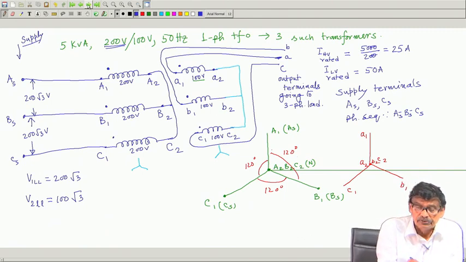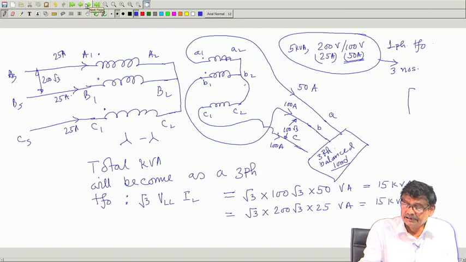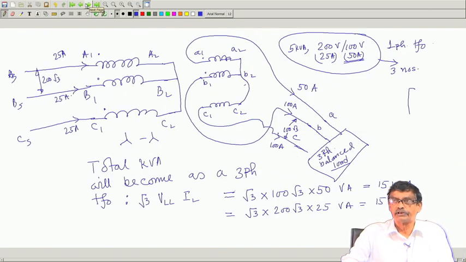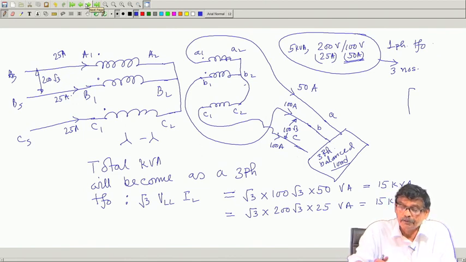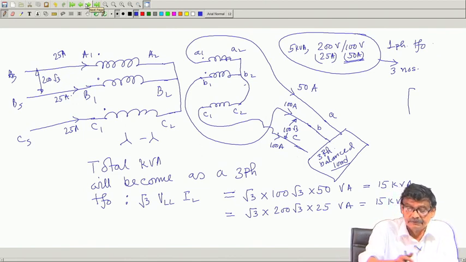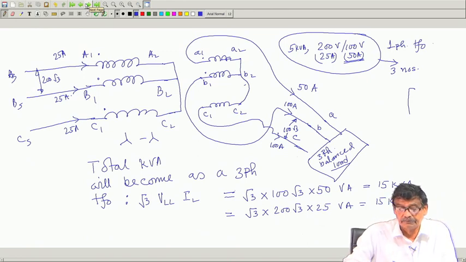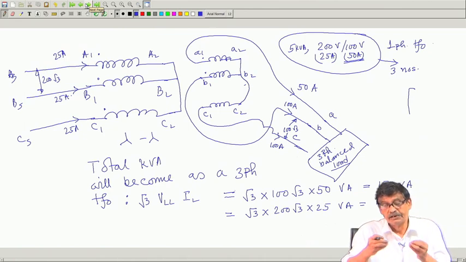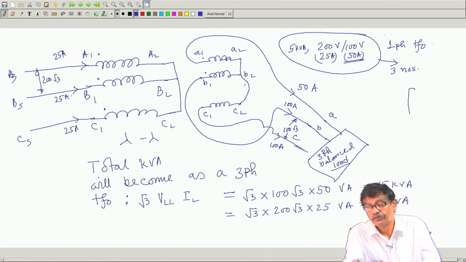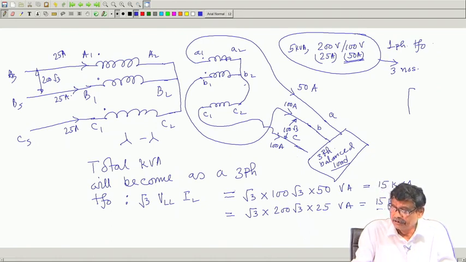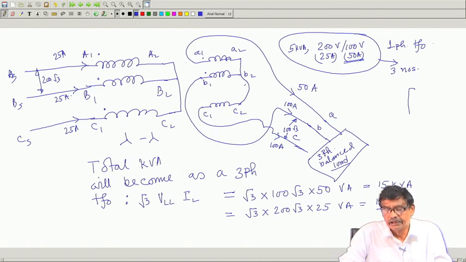Anyway, I told you how to make a successful star connection, and the rating of each transformer was 5 kVA. The maximum kVA of this three phase transformer, formed by using three single phase transformers each of this rating, will become 15 kVA. Each one is 5 kVA, so you can handle 15 kVA, that is good.